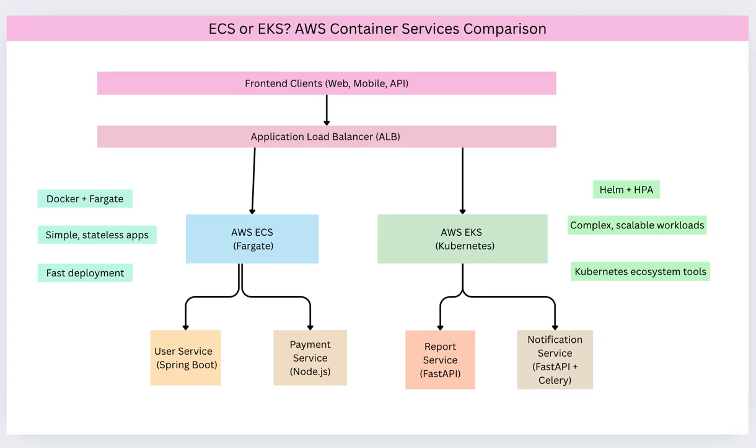Here's what EKS deployments look like. Kubernetes clusters were provisioned using EKS. Services were deployed using Helm charts, which specify app packaging and deployment. We use Kubernetes Horizontal Pod Autoscaler or HPA to scale pods based on CPU, memory, or custom metrics. For monitoring and logging, we integrated Prometheus and Grafana directly into our clusters.